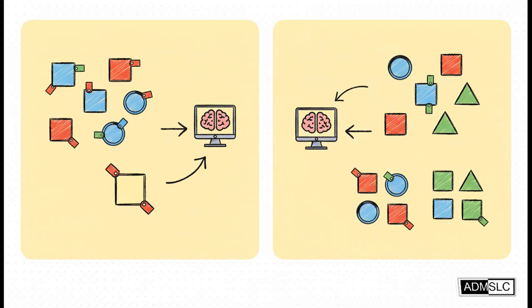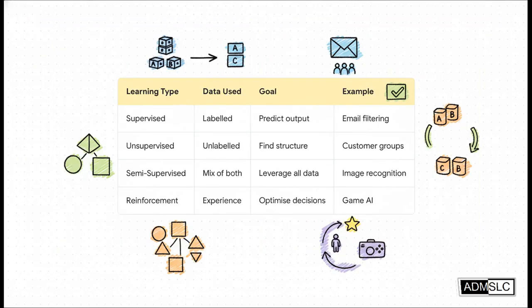Now with unsupervised learning, you give it a bunch of unlabeled data, and it has to find the structure all on its own, kind of like grouping your customers into natural segments without you ever telling it what to look for. And as you can see, this table really fills out the whole manual for us. Beyond those first two, you've got semi-supervised learning, which is a hybrid approach you use when labeling all your data is just way too expensive.